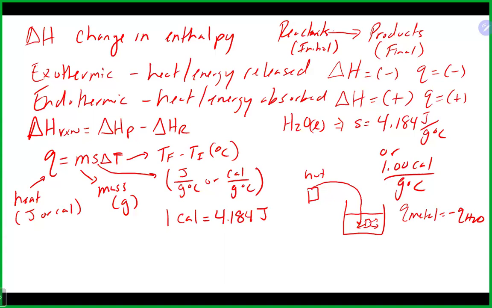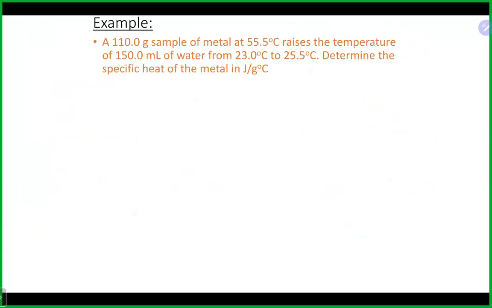For the exothermic process, it will be a negative value for heat and energy. For endothermic, it will be the same number, but it will be positive. Any questions on any of that stuff there? All right, so I think we stopped right at an example of this after we kind of went through one. So why don't you give this a go?